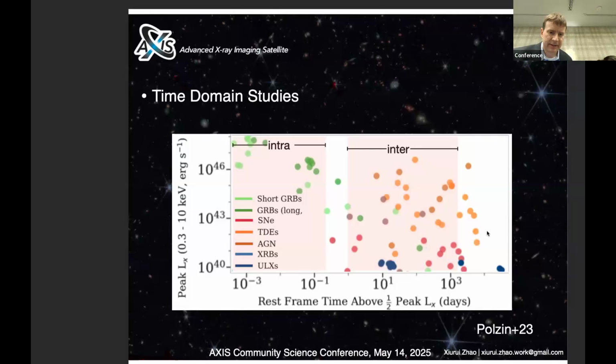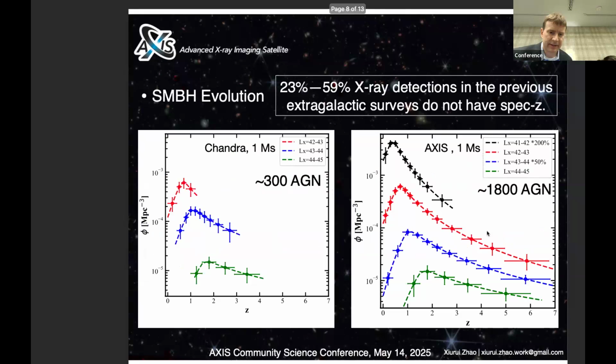Thanks for this. I'm just curious. You mentioned before that in previous X-ray surveys, most of the X-ray AGN don't have spectroscopic redshifts. If you were to do 1 megasecond with AXIS and get 1800 AGN, what would we expect to see with the optical or near-infrared magnitudes of those counterparts? Do you have a sense of how complete you would get in terms of how many of those sources you would expect to already have redshifts in the Nexus survey?